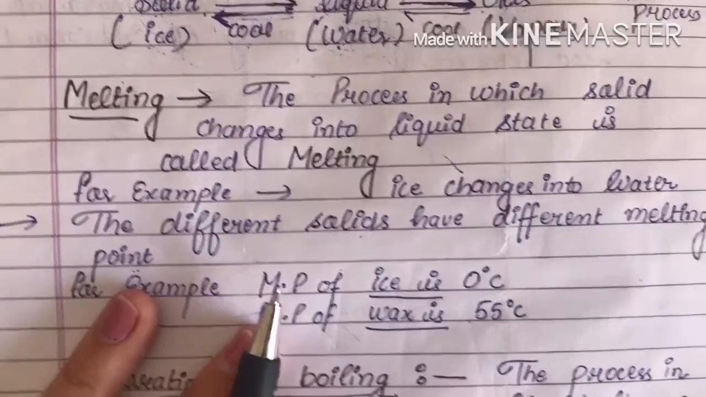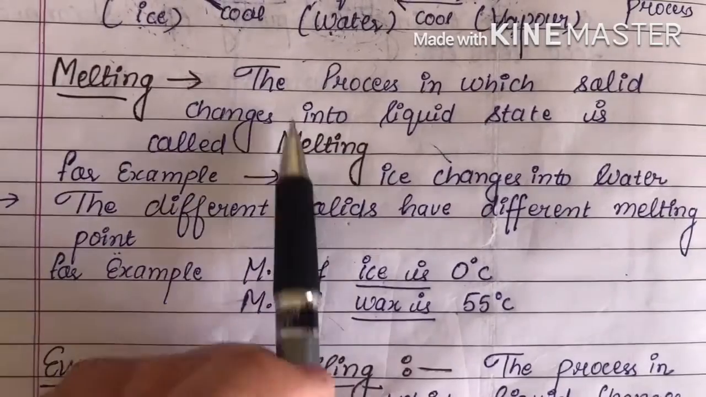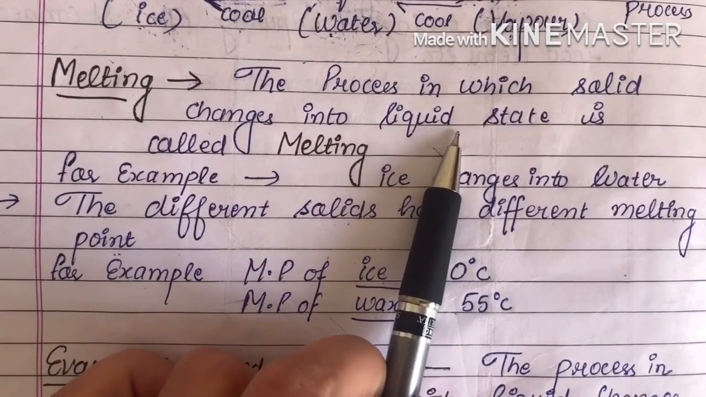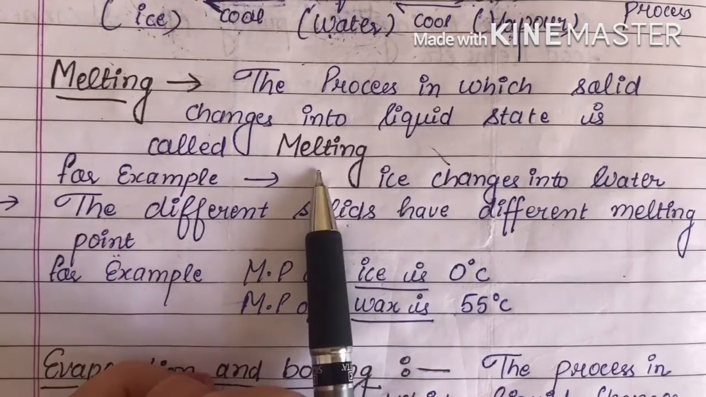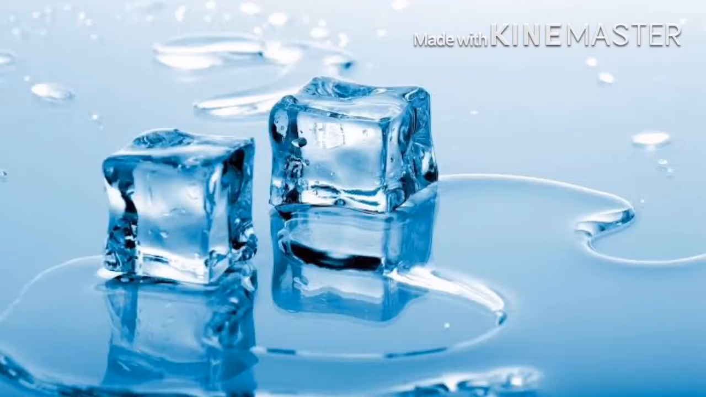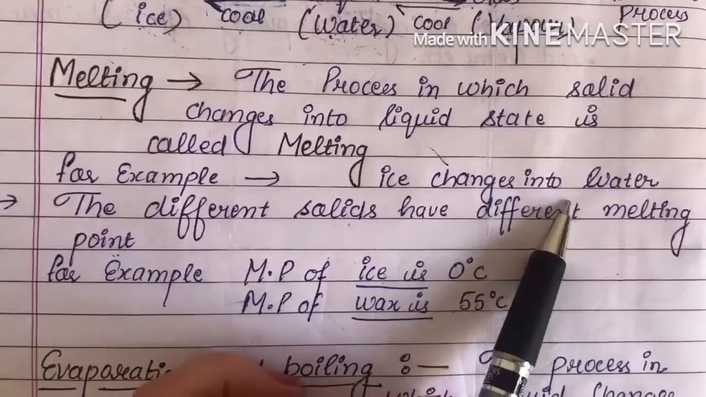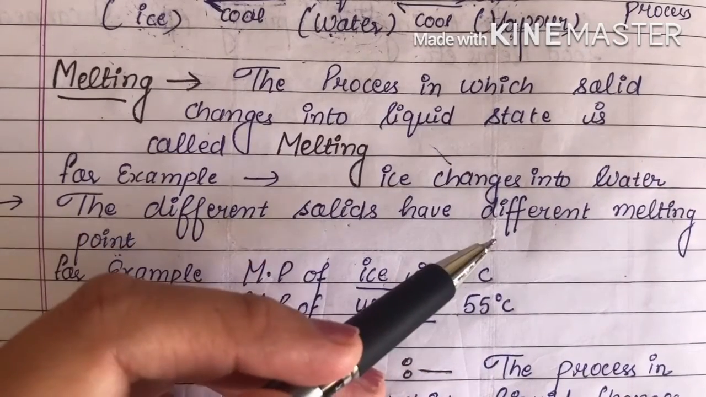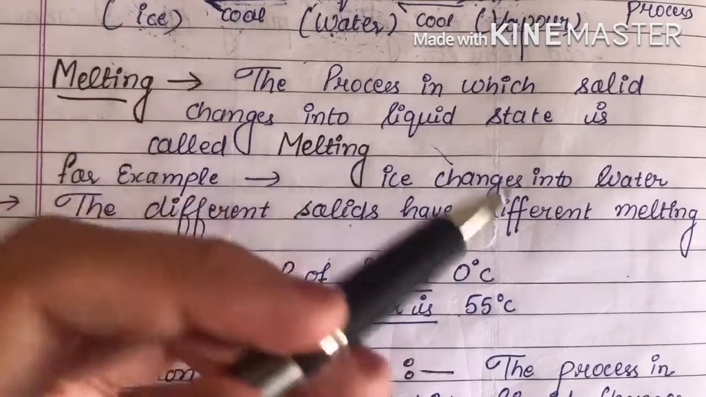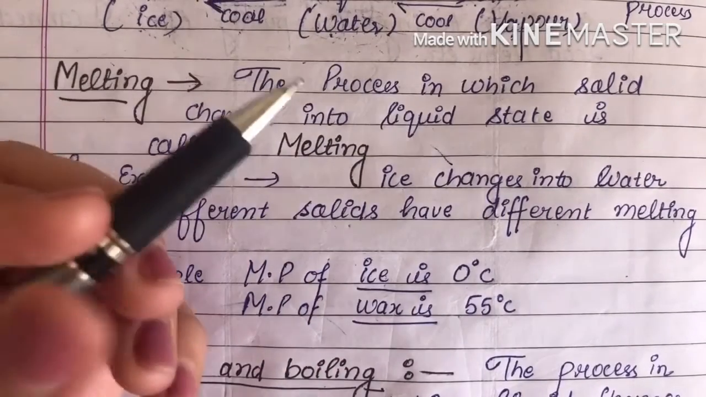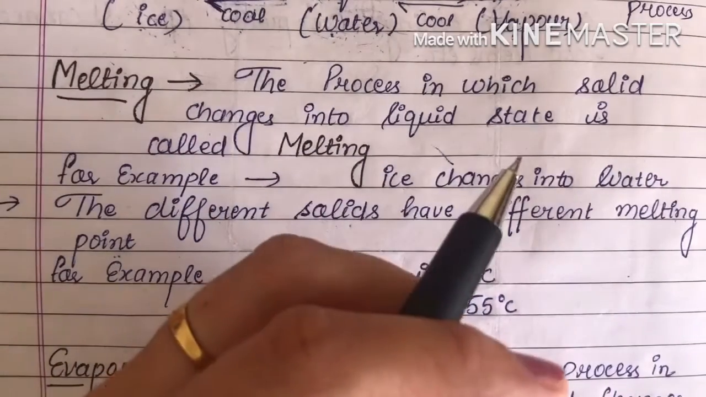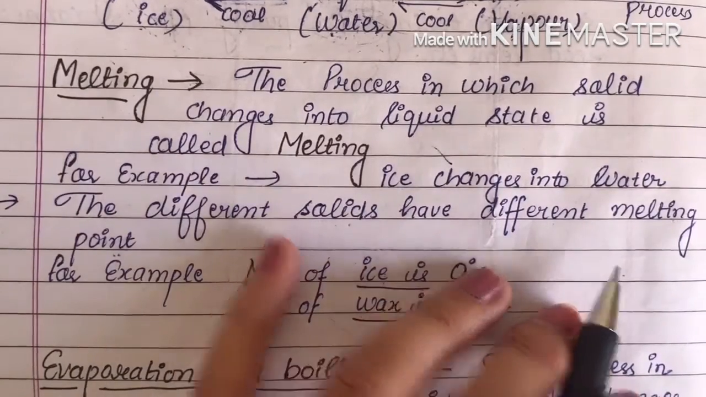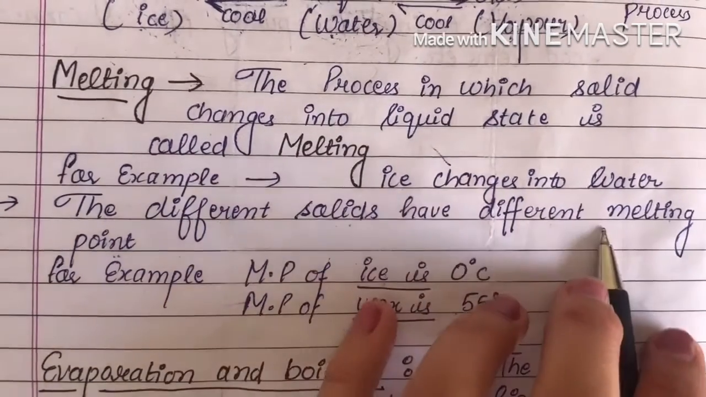So firstly we will study melting point, the process in which solid changes into the liquid state, that is called melting. For example, ice changes into water. You can see when we put the ice outside the refrigerator, then after some time it changes into the liquid because of the heat effect of the surrounding in which the ice is kept. So due to this the ice changes into the water.